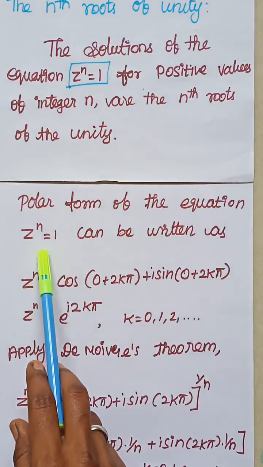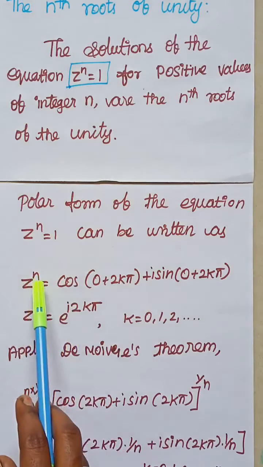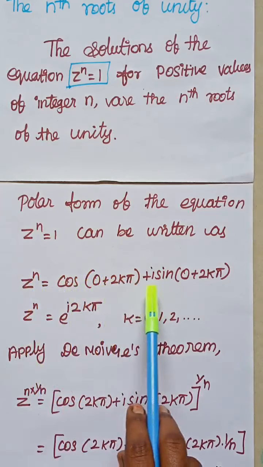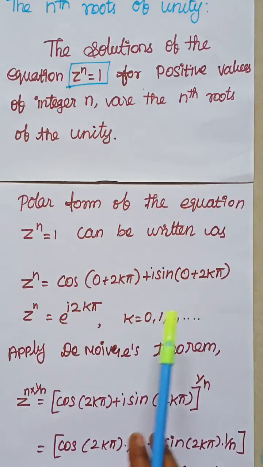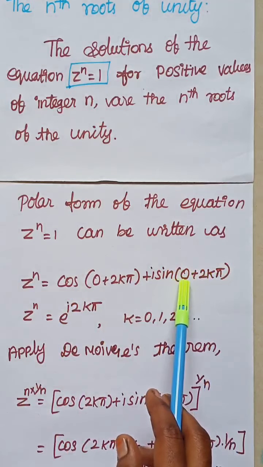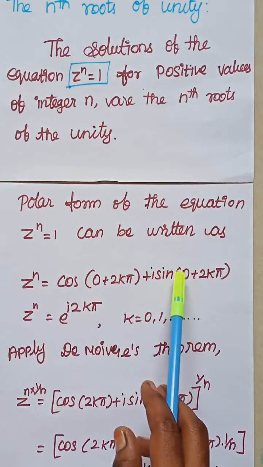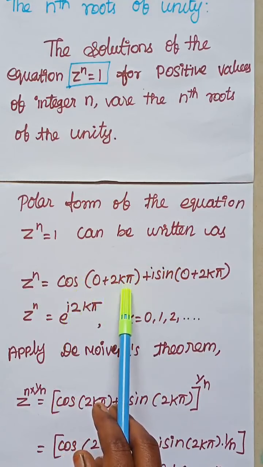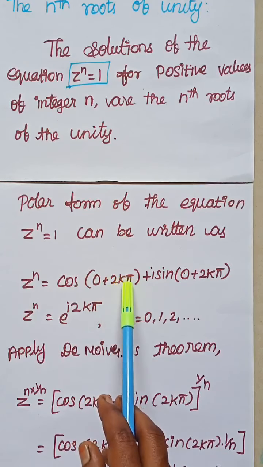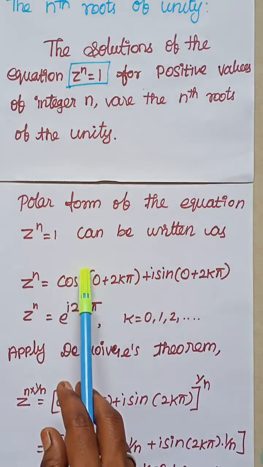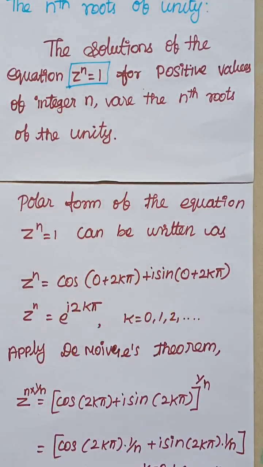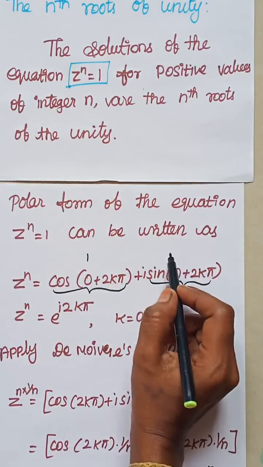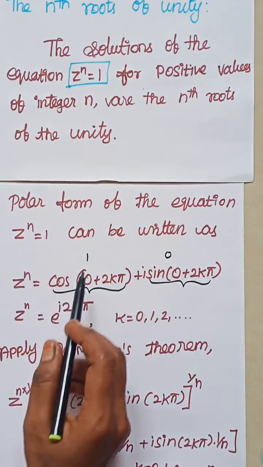So z power n is equal to 1. It can be written as z power n is equal to cos of 0 plus 2k pi plus i sin of 0 plus 2k pi. Here sin 2k pi value is 0, so 0 into i is 0. Cos 2k pi value is also 1. So 1 plus i into 0, finally we got z power n equal to 1.